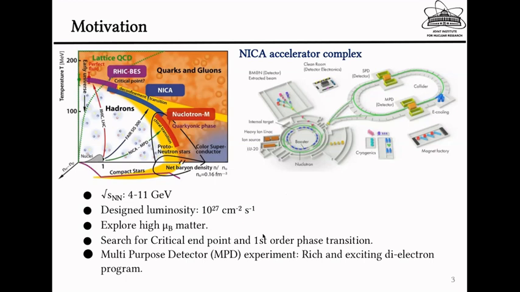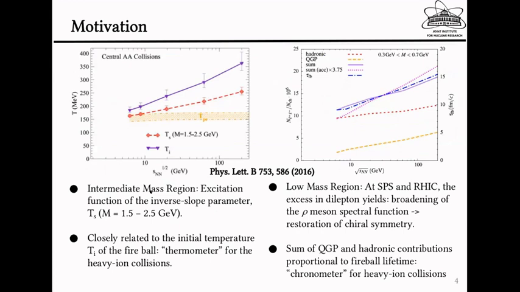Among various physics goals of the MPD experiment, it has a very rich and exciting dielectron program mapped out. Speaking of dielectrons, various invariant mass regions in the dielectron invariant mass spectra can reveal various physics messages. For instance, in the intermediate mass region, the excitation function of the inverse slope parameter, shown here as red points, integrated over the invariant mass range of 1.5 to 2.5, seems to be closely related to the initial temperature of the fireball Ti, and such a measurement can act as a thermometer for heavy ion collisions.